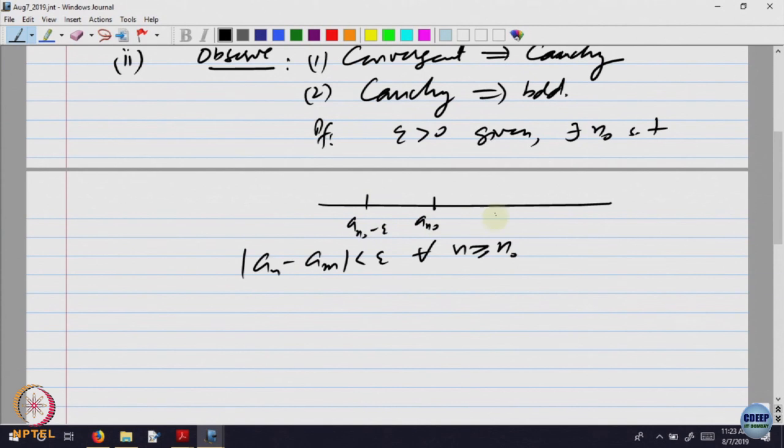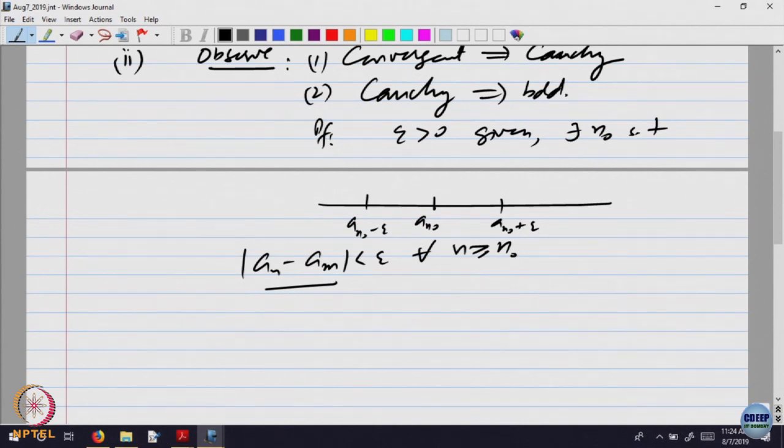Proof is quite simple. So, let us take epsilon greater than 0 given. There exists some n naught such that mod of a n minus a m is less than epsilon for every n, m bigger than or equal to n naught, right? That is Cauchiness. So, let us start with a n naught. Here is a n naught. Right, n naught is now known, and that means for all n bigger than n naught, everything is close to each other. That means if I take a n naught minus epsilon and a n naught plus epsilon, then everything must be inside, right, after the stage n naught. Is that okay? Because they are close to each other.